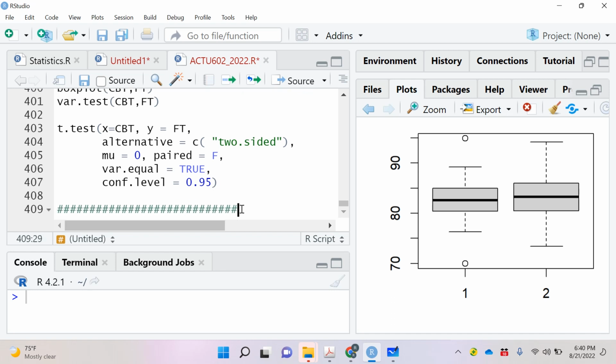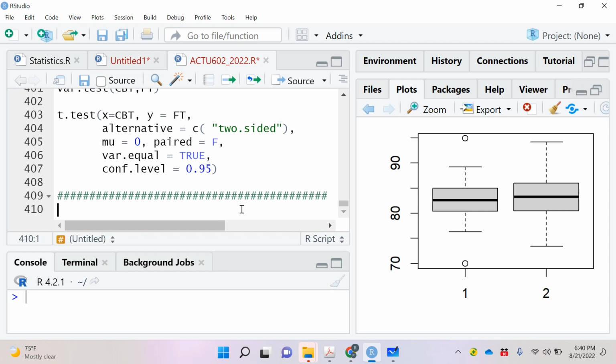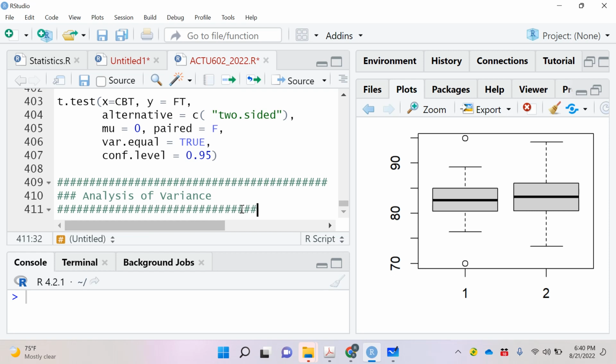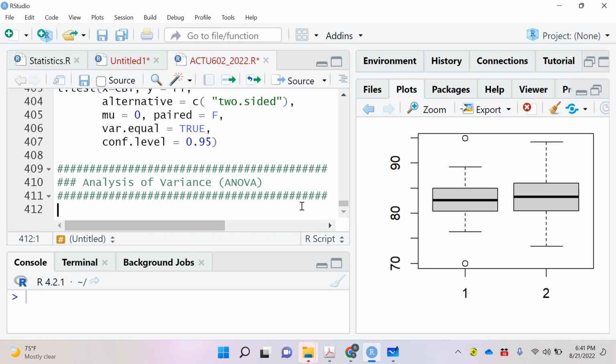analysis of variance. Analysis of variance, or what we know as ANOVA. Now, how do we do ANOVA here? Well, ANOVA is preferred when we have 3 or more populations to consider.